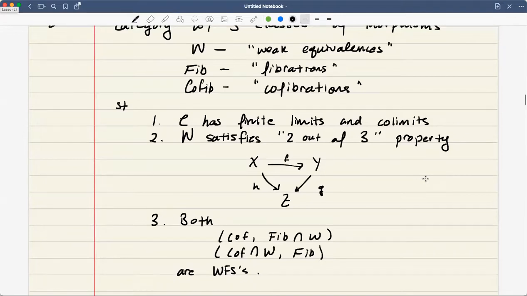Cofibrations against the intersection of fibrations and weak equivalences, which we call trivial fibrations or acyclic fibrations. That needs to be one weak factorization system, and the other needs to be acyclic cofibrations and fibrations. And so what this really means, importantly, is that we can factor any morphism in a model category as a cofibration followed by an acyclic fibration, or an acyclic cofibration followed by a fibration.